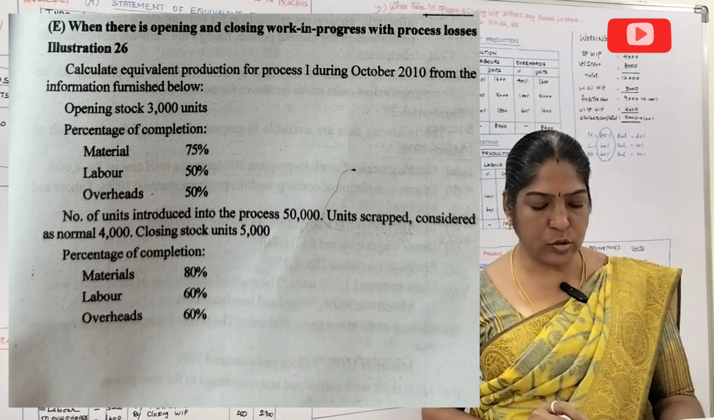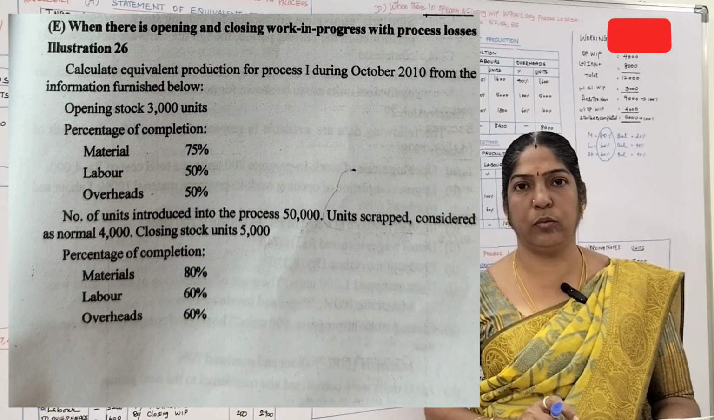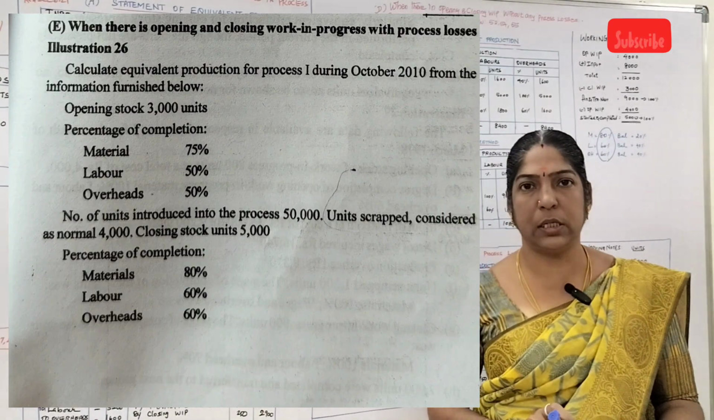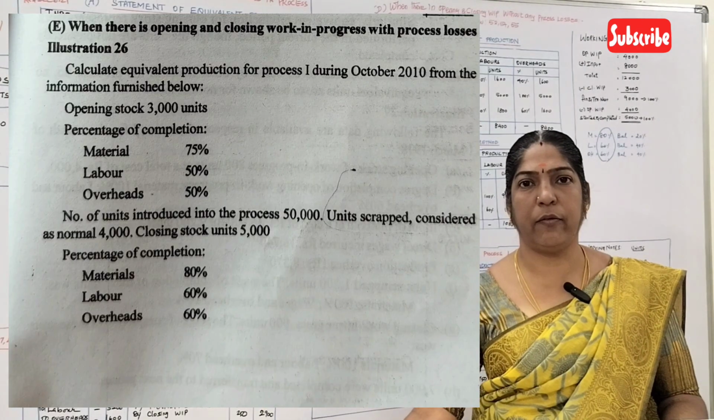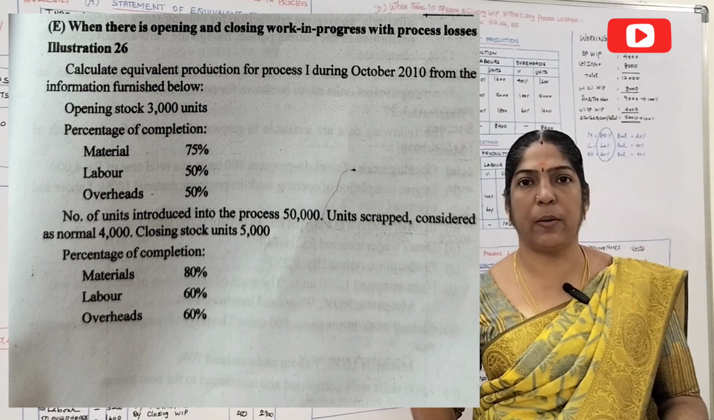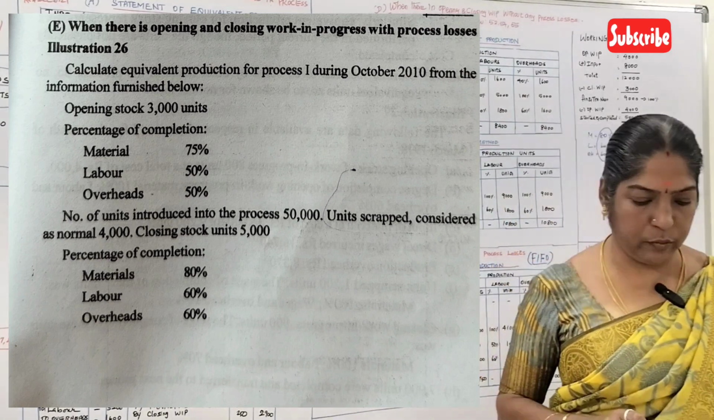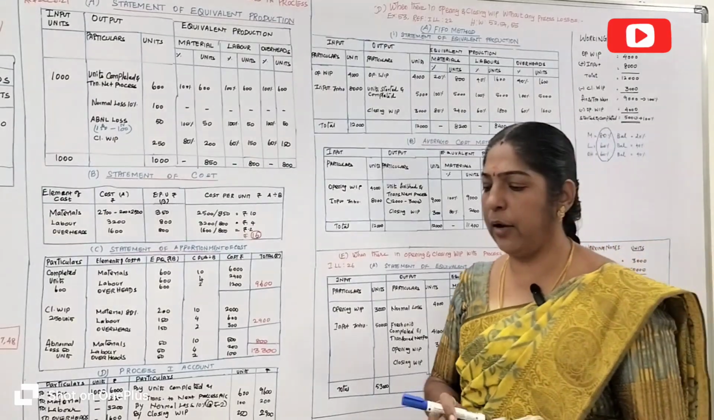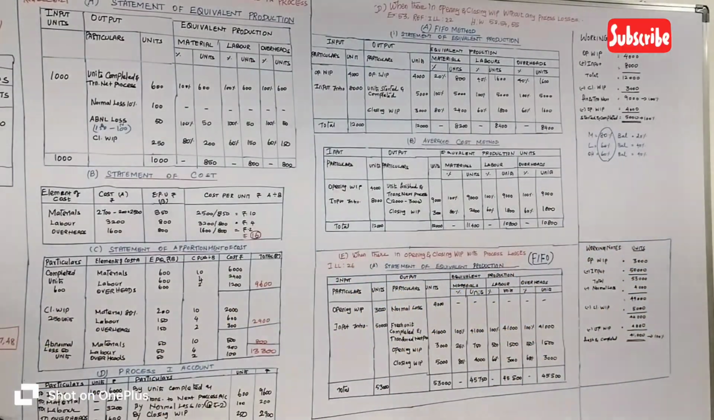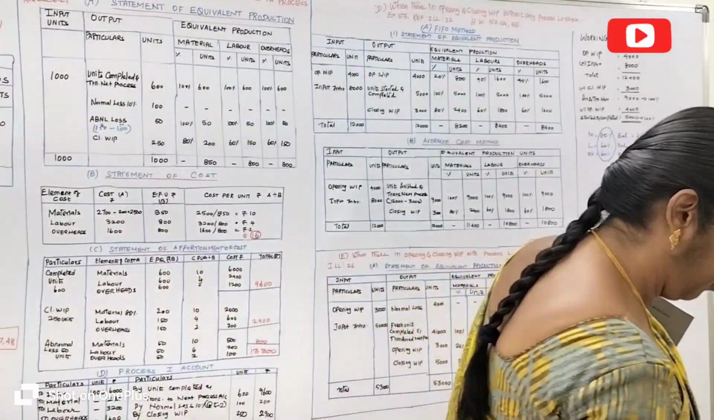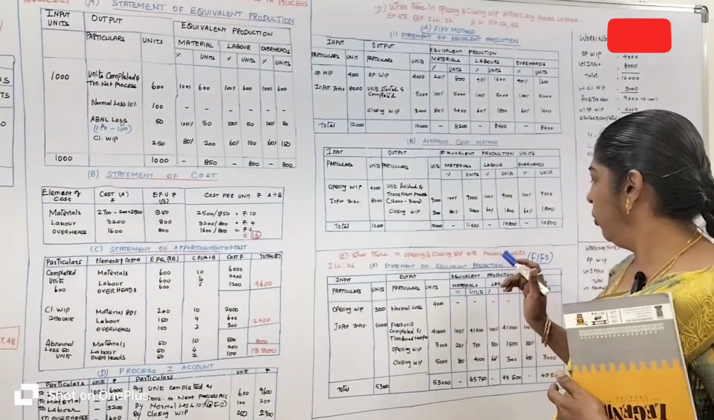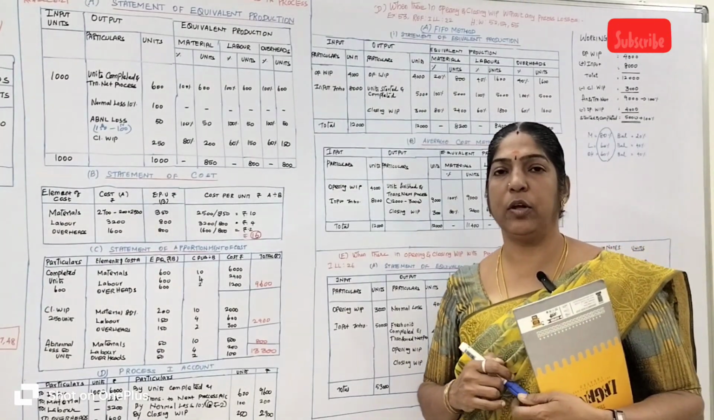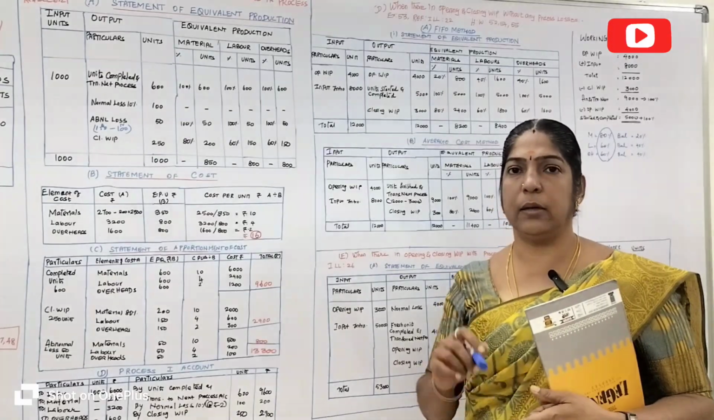Listen, in opening stock 3000 units, they have given the completion percentage for material, labor and overhead, and for closing work in progress they have also given the degrees of completion percentage for material, labor and overhead. With that, we are going to prepare what they ask us to prepare. We need to prepare the equivalent production if they give opening and closing work in progress with the normal loss. Okay, so what method are we going to use here? We are going to use the FIFO method.